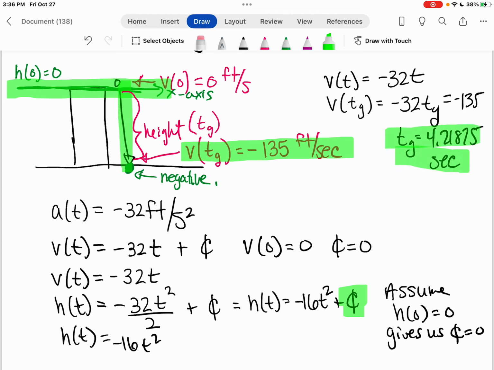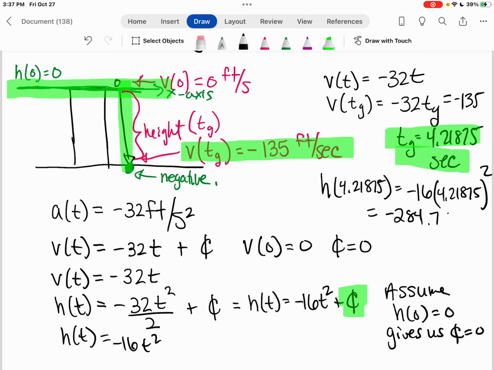Now that we have the time that it takes to hit the ground, I can plug that into my height function and say if I plug in 4.21875 seconds into negative 16t squared, I'm going to get that my height is negative 284.765625.